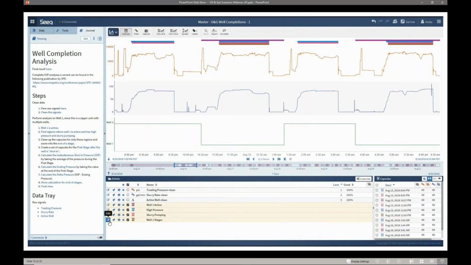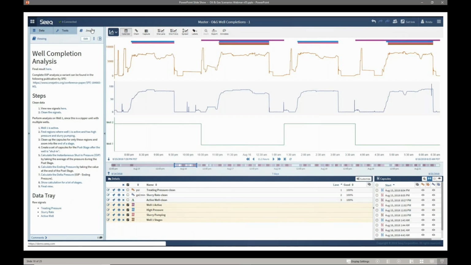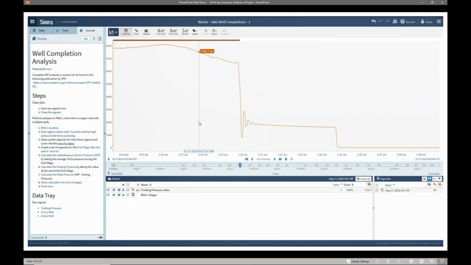In order to do this, I leveraged formula and I used our intersect formula to find the intersection of when well 1 was active and I had slurry pumping and high pressure. I'll zoom in now to one particular event, and you'll see here what I'm most interested in is at the end of this well completion, what my pressure does. And I'd like to characterize this curve. To do that, we need to first identify this time period so we can focus our analysis on it.